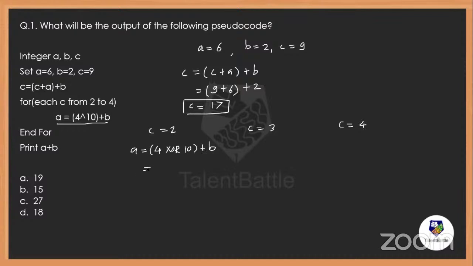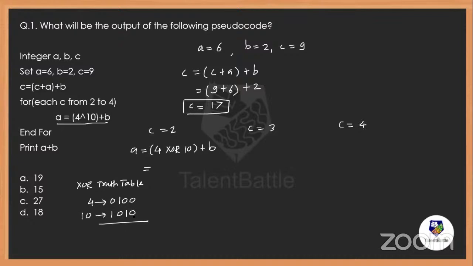Now we know bitwise operators work on the bit positions. So we need to first calculate the binary for 4. Binary for 4 will be 0, 1, 0, 0, and binary for 10 will be 1, 0, 1, 0. Now according to the truth table of XOR, if both the inputs are 0 or both the inputs are high, means 1, the output will be 0. And for the alternate inputs, a 0, 1 or 1, 0 combination, the output will be 1.